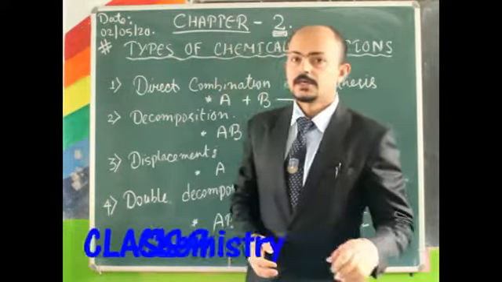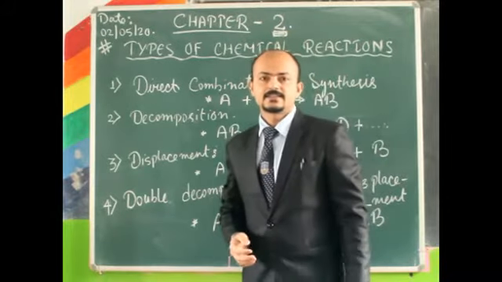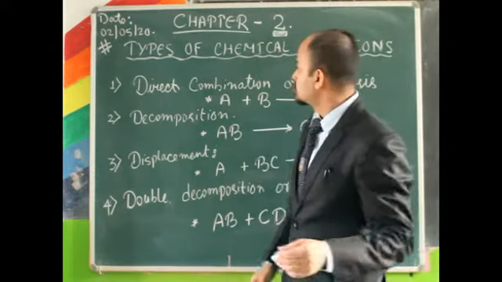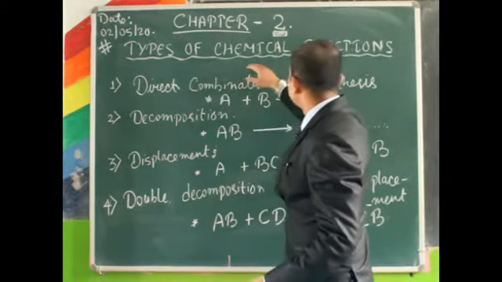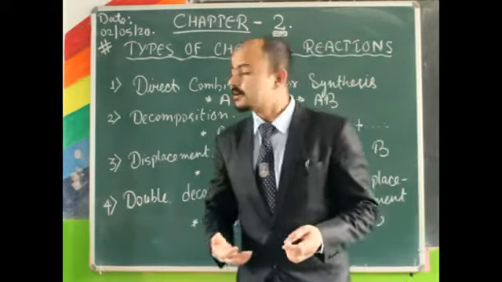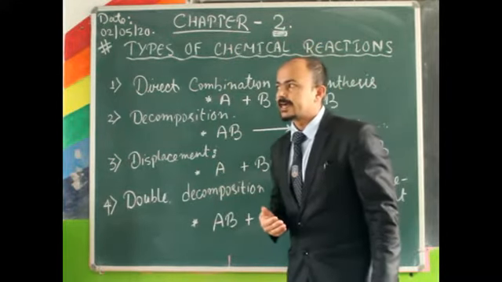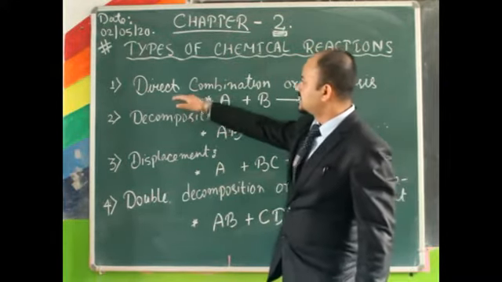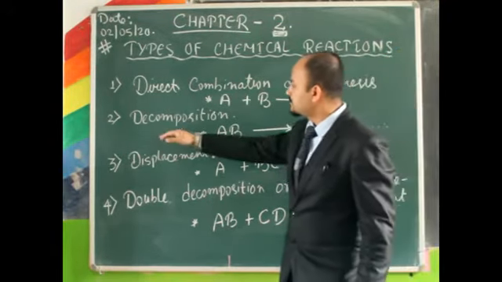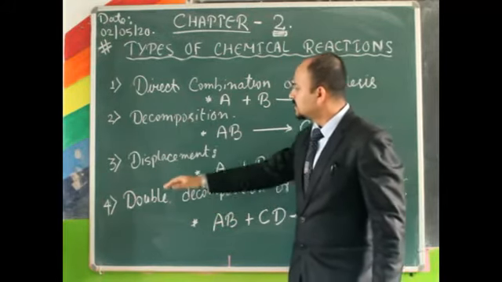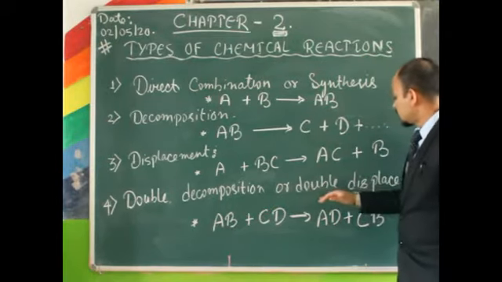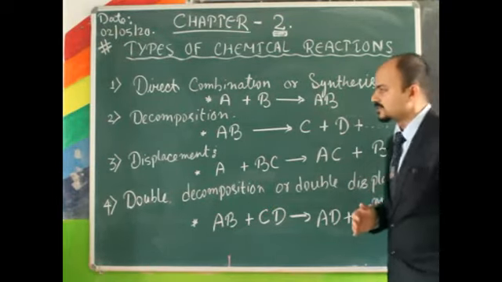Hello everyone. Today's discussion is for class 9 and is the continuation of chapter 2. Today we are going to discuss types of chemical reactions. In general there are 4 different types of chemical reaction. The first one is direct combination or synthesis. The second type is decomposition. The third is displacement, and the fourth is double decomposition or double displacement reactions.